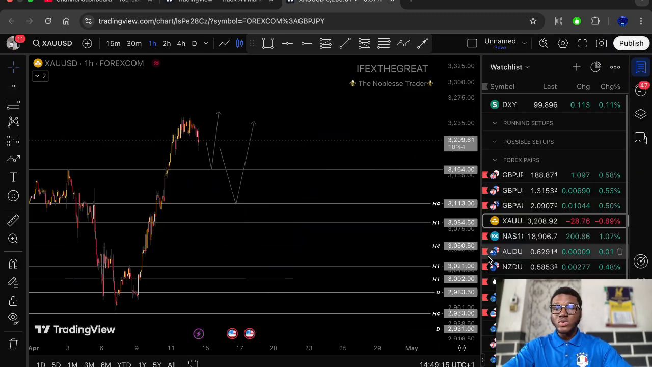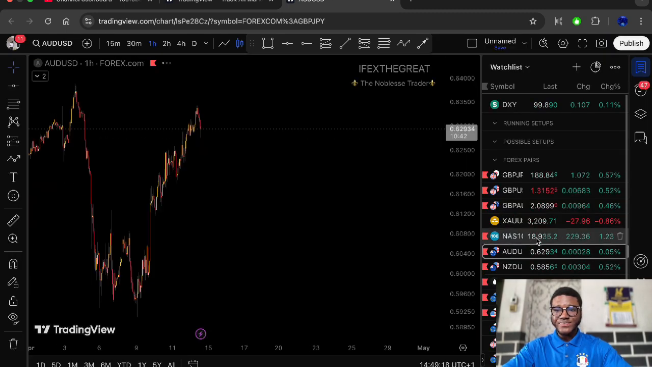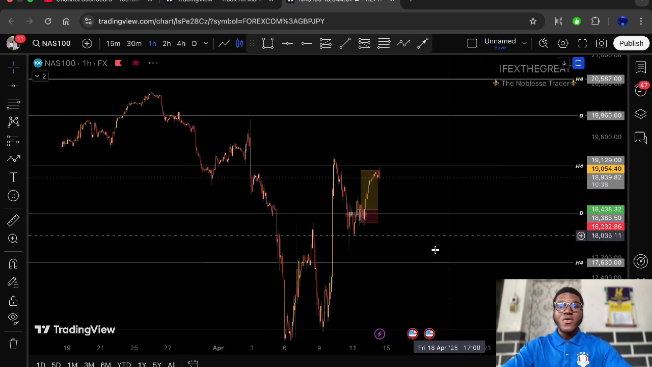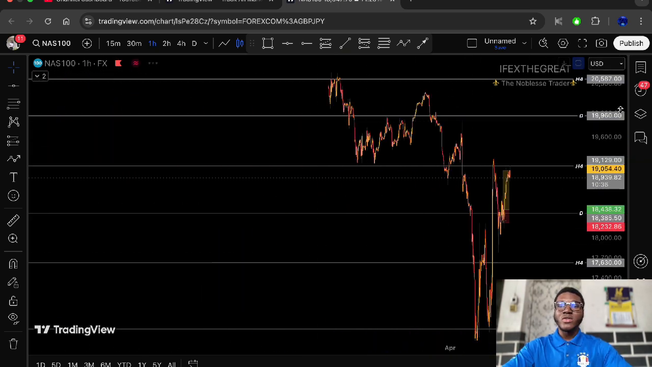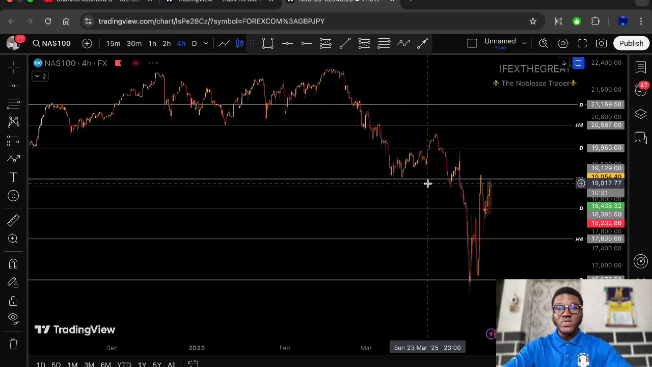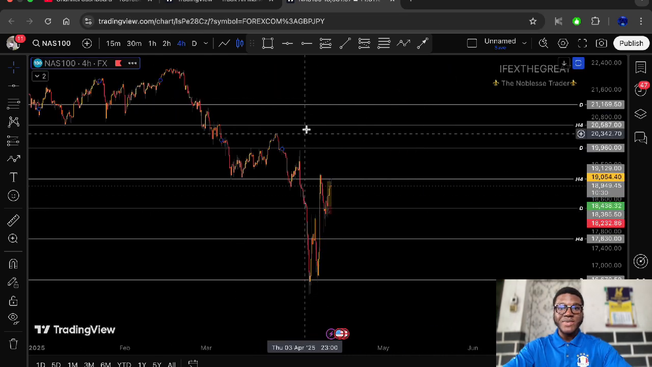So that's all for gold. The next one is on NAS. Let's see what NAS is doing. So NAS currently, on a normal time frame, is actually bearish in a way. You can see that NAS was previously bearish.